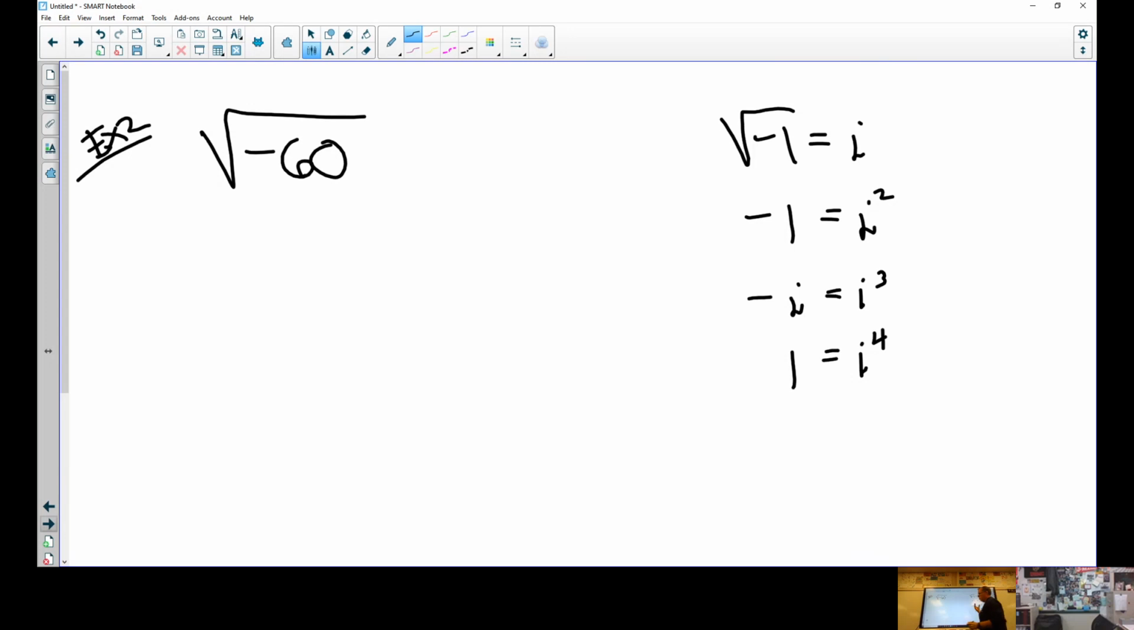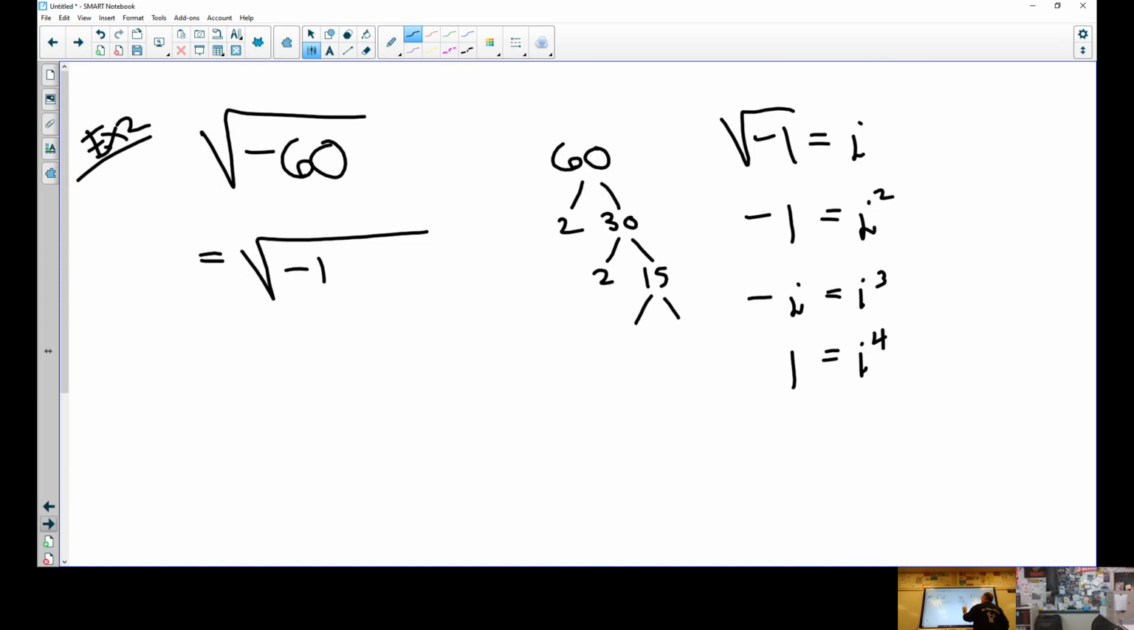Now, again, just a quick reminder of that. So what I'm going to do here is, first off, I know I'm going to think of this as the square root of negative 1. And now, again, I have to break down 60. And I'm going to do this pretty much every time. I go 2 and 30. I know that is 2 and 15, and 3 and 5. So I have my prime factors here.